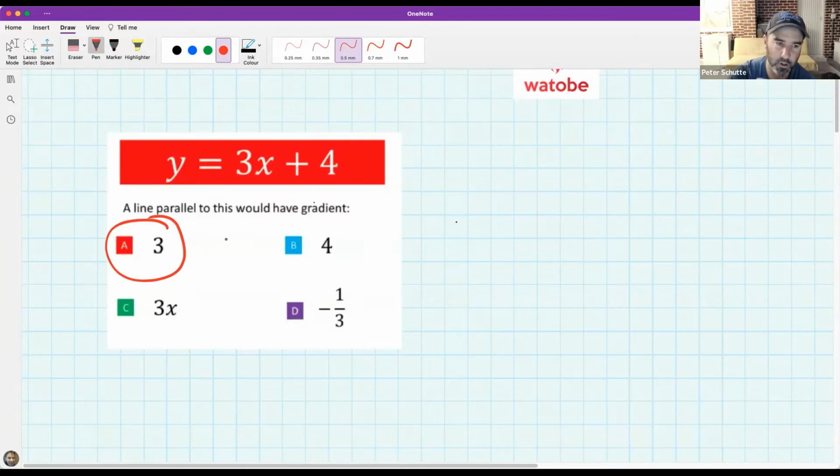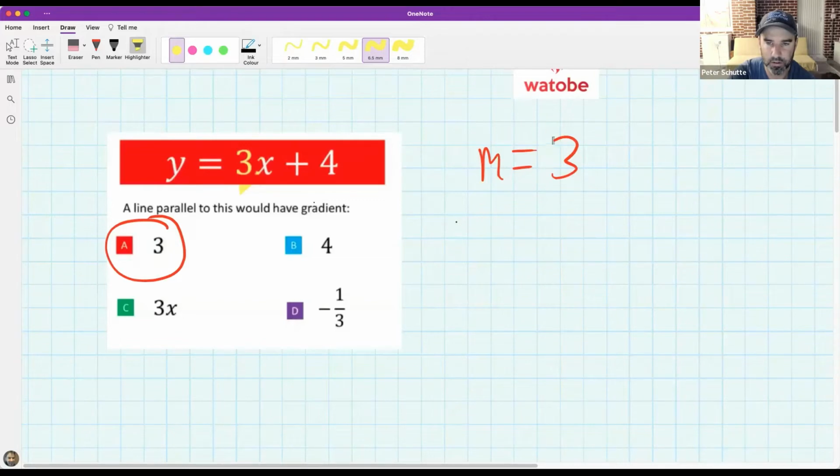Almost piece of cake, so it should be 3. So any line which is parallel to this will have the same gradient. What is the gradient of this line? It's 3. So the gradient of any line parallel to it must be 3. Okay, fantastic.